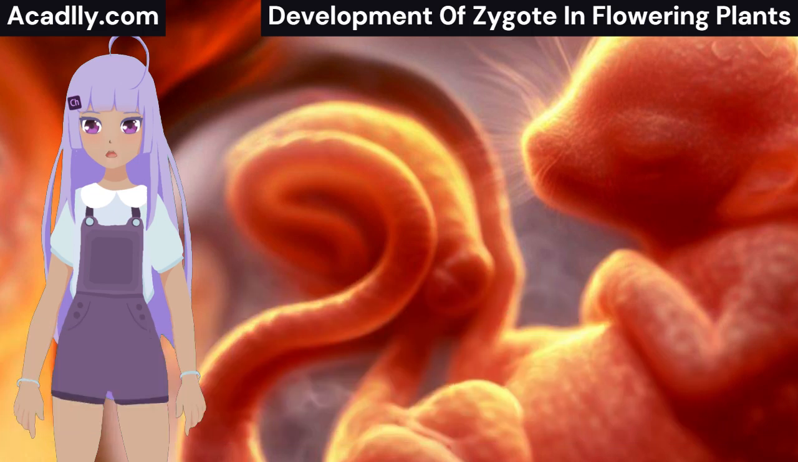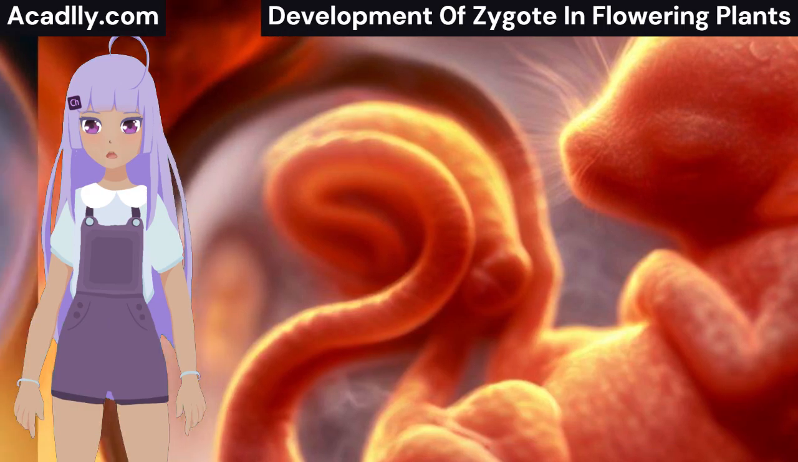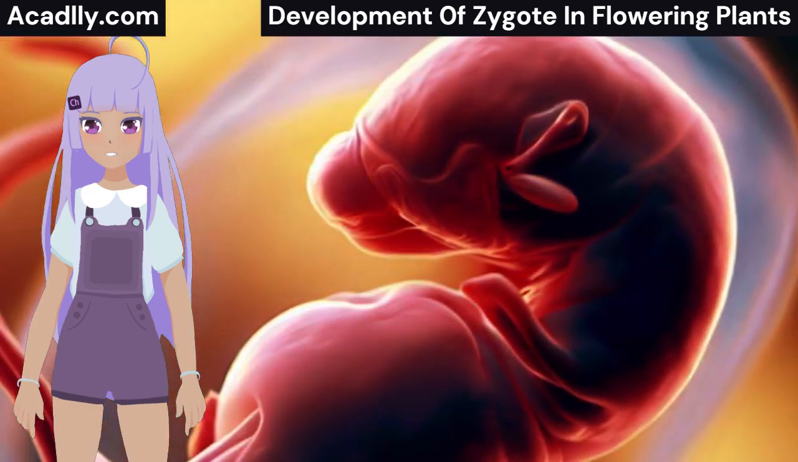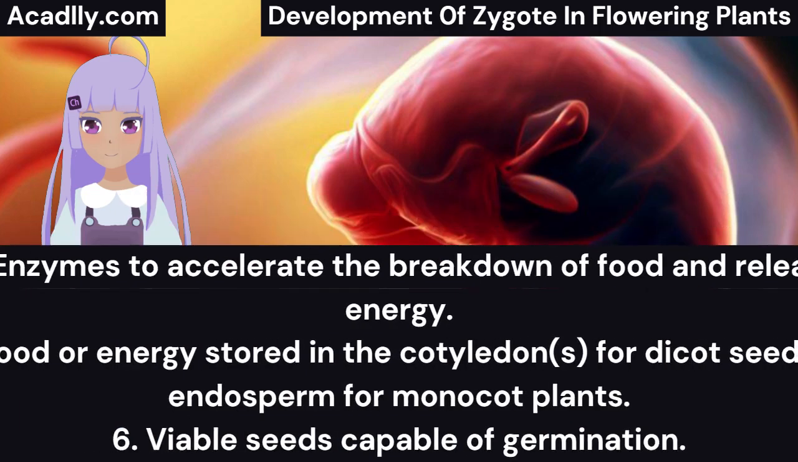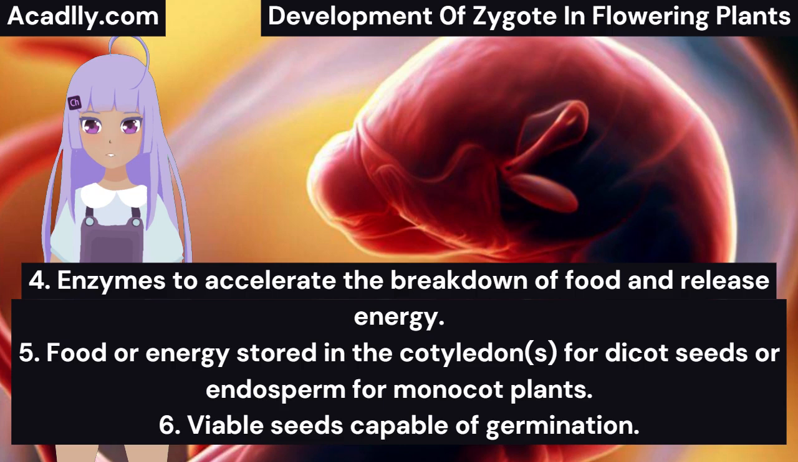Conditions necessary for seed germination. For seeds to germinate successfully, the following conditions are required. 1. Adequate supply of water or moisture, which softens the seed coat and activates the soil for further development. 2. Oxygen for respiration and energy generation necessary for seed growth. 3. Optimum temperature suitable for seed germination. 4. Enzymes to accelerate the breakdown of food and release energy. 5. Food or energy stored in the cotyledons for dicot seeds or endosperm for monocot plants. 6. Viable seeds capable of germination.